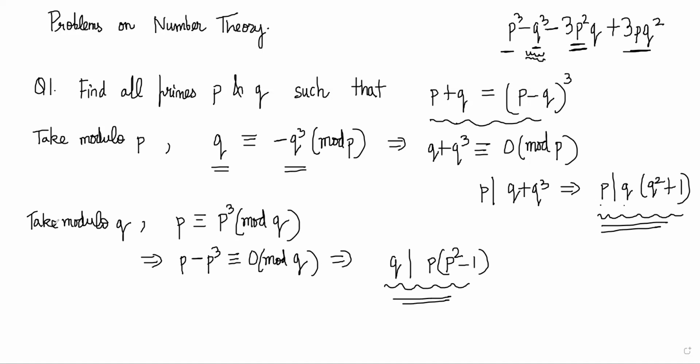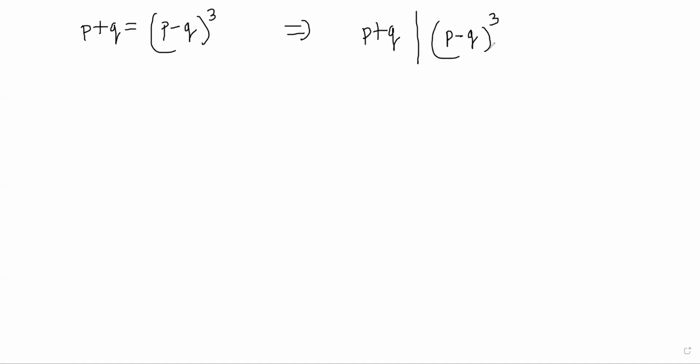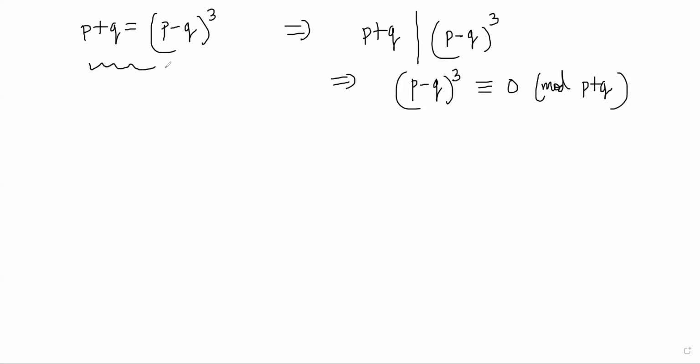Great. Now we have these two results that we have gotten. Now let's work it out on the next screen. So since we know that P plus Q is equal to P minus Q whole cube, that means obviously P plus Q will divide P minus Q whole cube. So this means that P minus Q whole cube is congruent to 0 mod P plus Q, right? Any two numbers which are equal to each other, you can say that any one of them is divisible by the other.